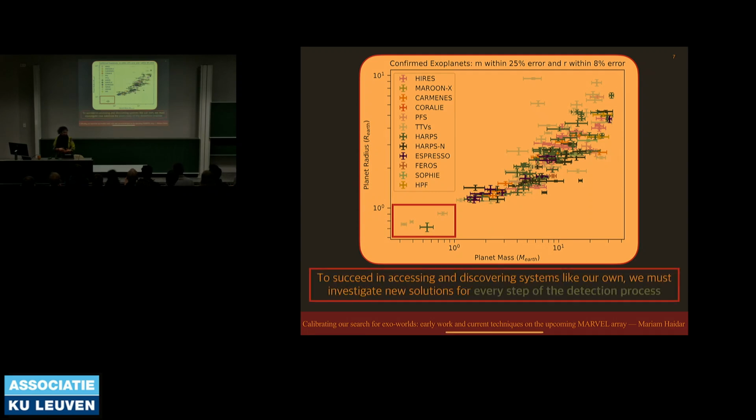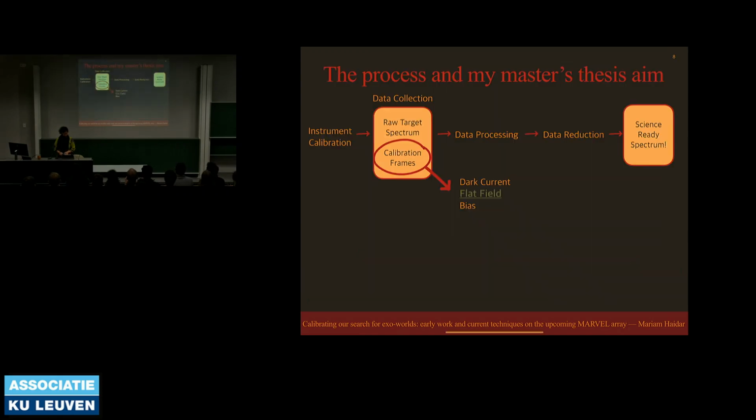And so for this to succeed in accessing smaller planets and discovering systems maybe more like our own, we have to investigate solutions for every step of the detection process. So focusing on my early work, this is a very oversimplified version of how we acquire a science-ready spectrum. But my focus was specifically in the data collection phase and looking specifically at the calibration frames that we take to observe a spectrum, and specifically, again, flat fielding.